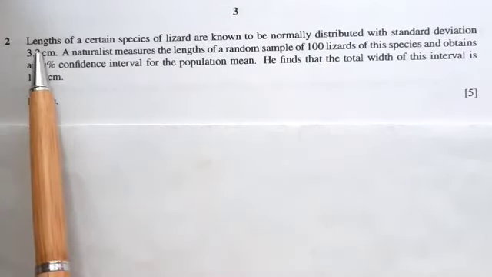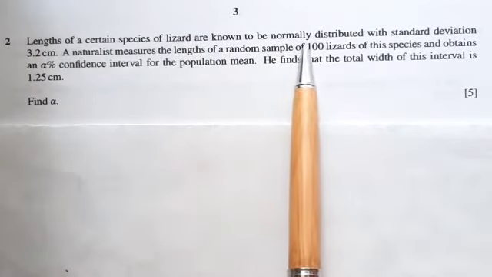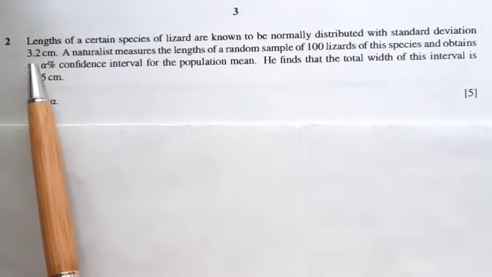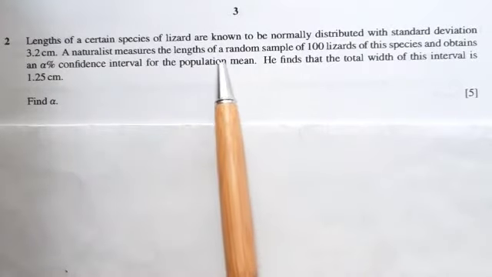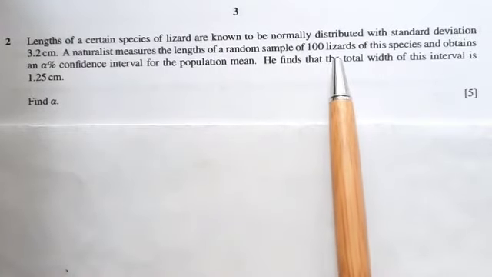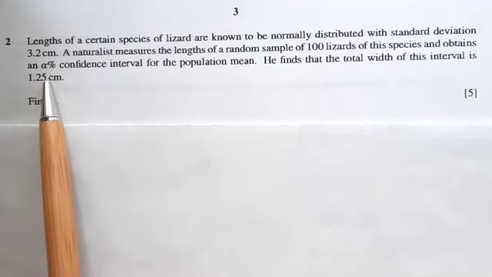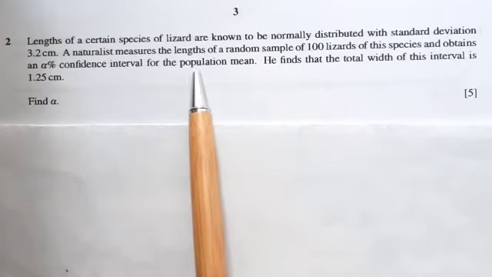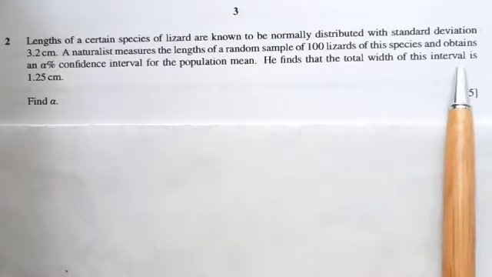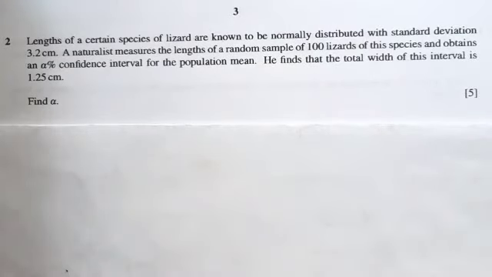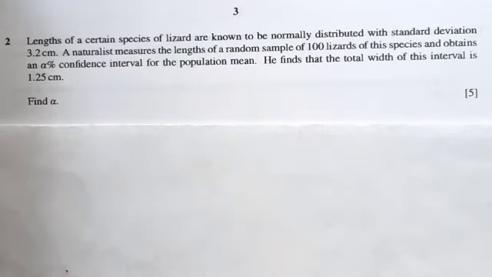Question number 2. Lengths of a certain species of lizard are known to be normally distributed with standard deviation 3.2 cm. A naturalist measures the length of a random sample of 100 lizards of this species and obtains an alpha % confidence interval for the population mean. He finds that the total width of the interval is 1.25 cm. Find alpha, thus find the confidence interval for the population mean.